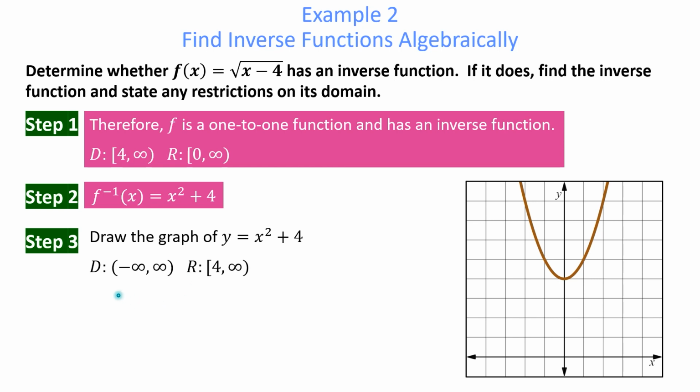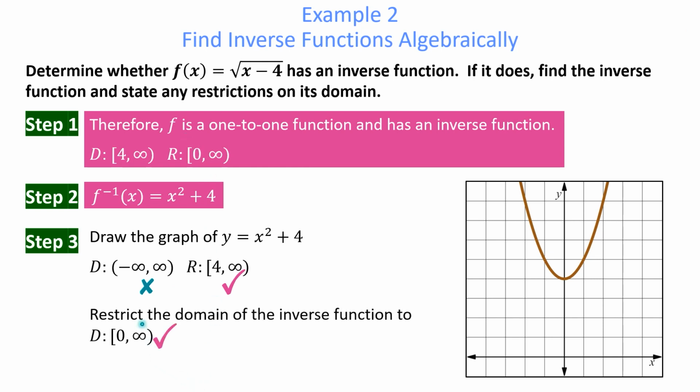Now, when we compare the domain over here with the range of the function f, you can see they're not equal. And if you look at the range over here and compare it to the domain of f, they are equal. So what we want to do with this domain here is restrict it so that it has the same interval as the range of the function f. Then we can say that the domain and the range of the function f is equal to the range and the domain of the inverse function respectively, and then we can write this down finally.